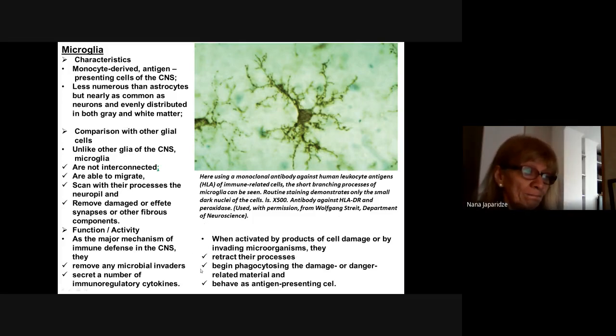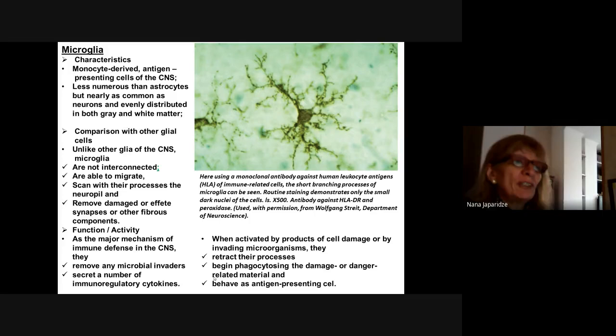So, what else? They are able to remove different types of pathogens. They are able to secrete a number of cytokines, which are very intensively involved in immune regulation. And when they become activated by products of cell damage, for example, or by invading microorganisms, they undergo several changes.